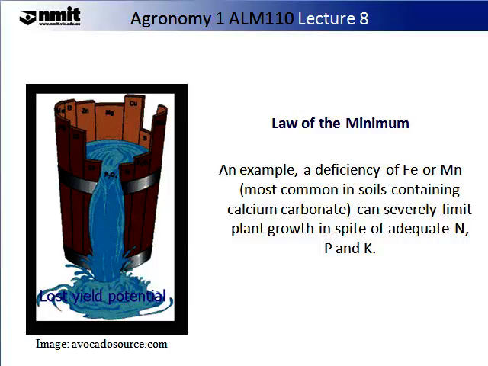The image on the slide illustrates the concepts behind the law of the minimum. The most growth-limiting nutrient will limit growth, no matter how favourable the nutrient supply of the other elements are. For example, a deficiency in iron or manganese, most common in soils containing calcium carbonate, can severely limit plant growth in spite of adequate P, K and N.